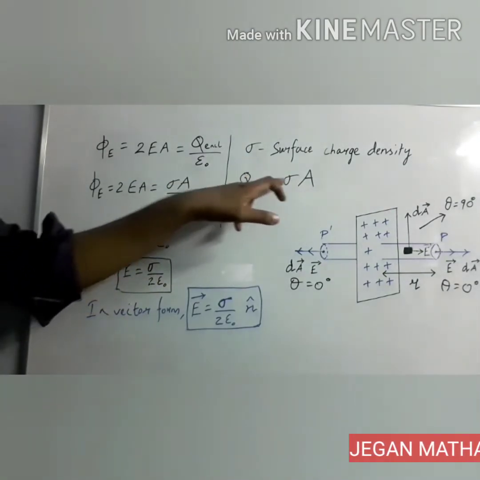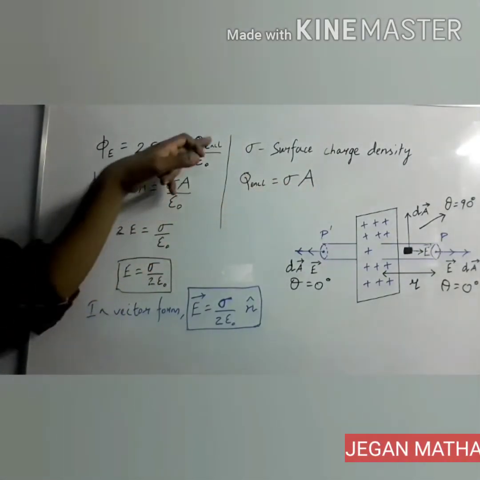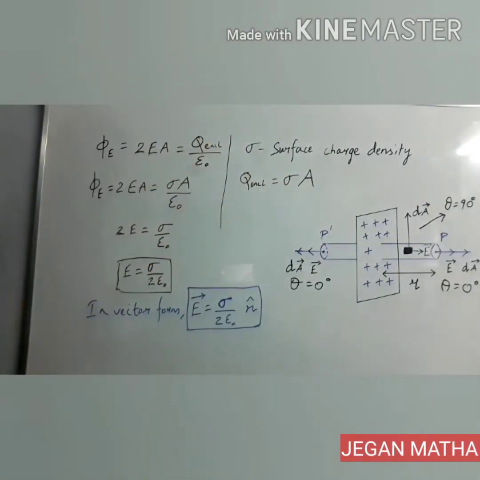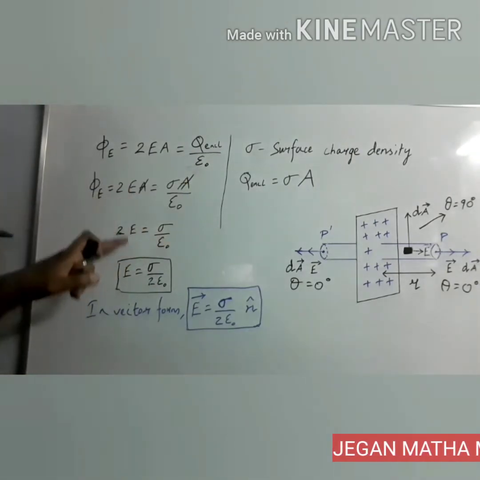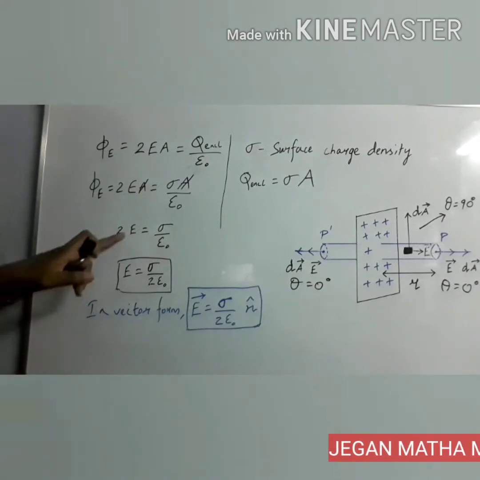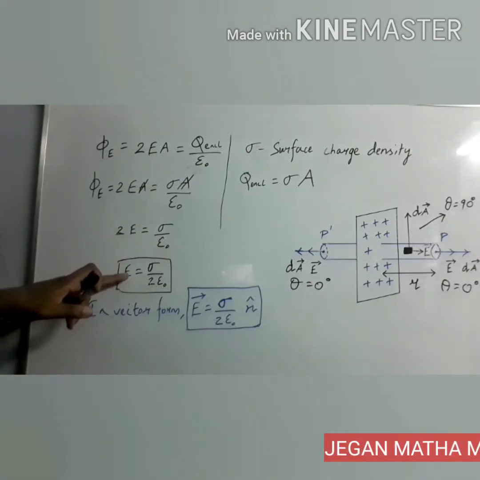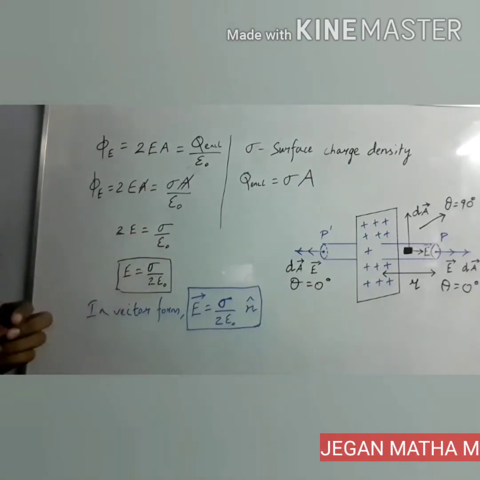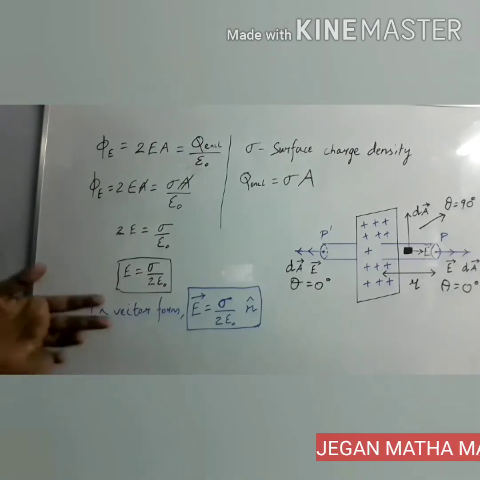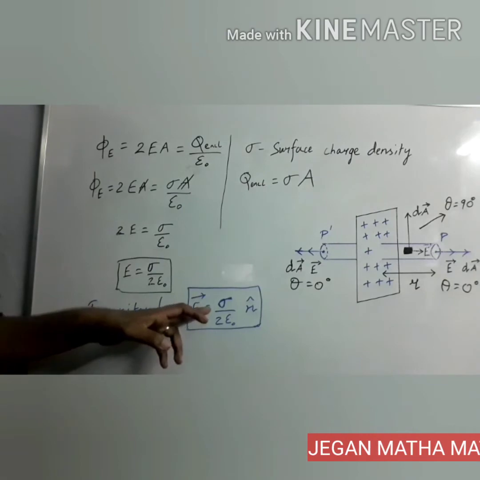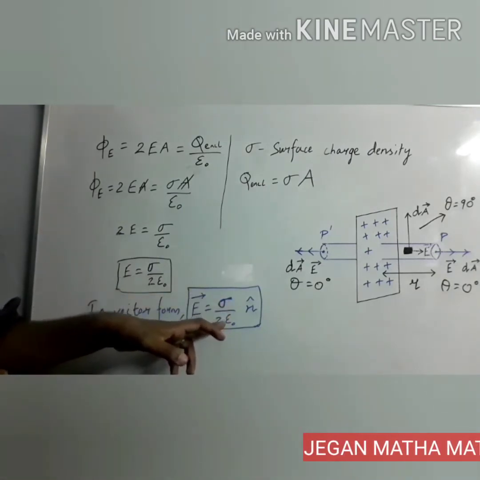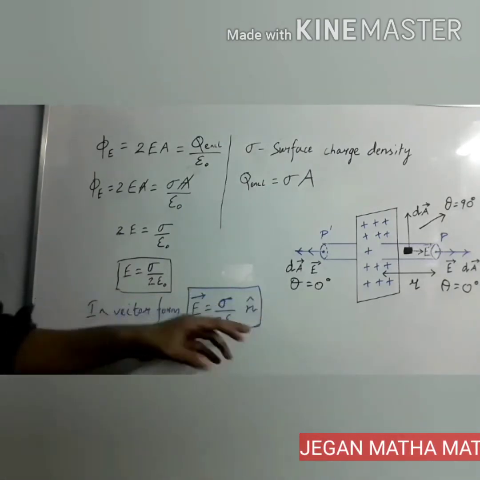So Q is equal to sigma A, that can be substituted here. Instead of Q I have substituted sigma A, so the area of the Gaussian surface A can be cancelled. 2E is equal to sigma by epsilon naught. Then what is the value of the electric field? Electric field E is equal to sigma by 2 epsilon naught. Since the electric field is a vector quantity, it can also be written in vector form. So E vector is equal to sigma by 2 epsilon naught times the unit vector.